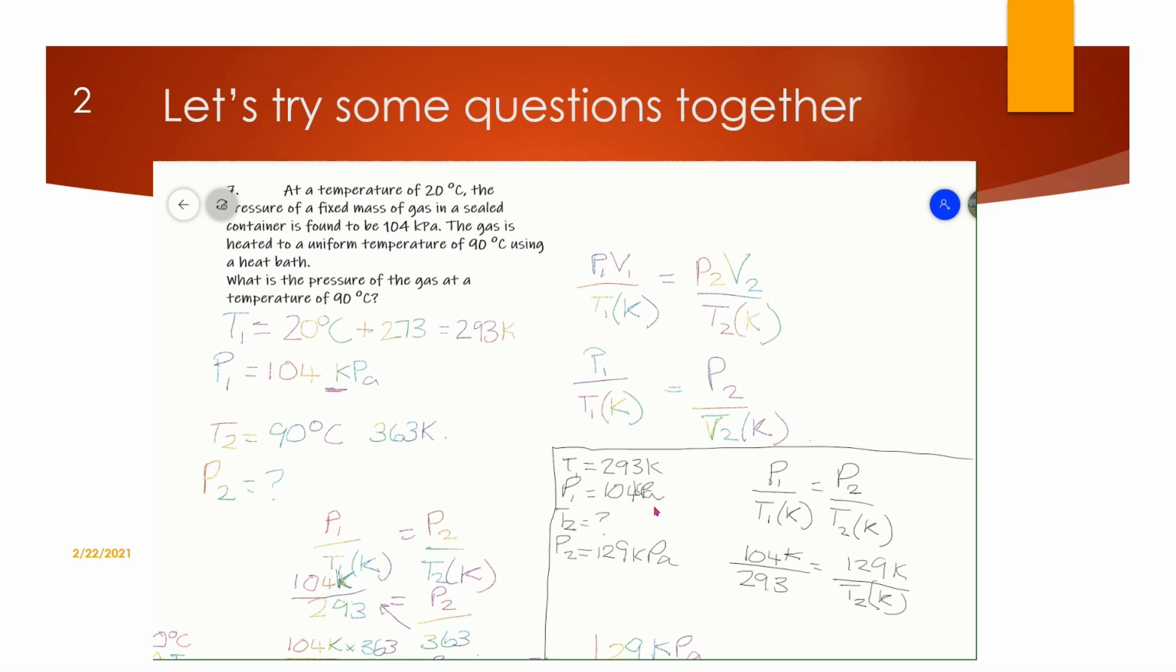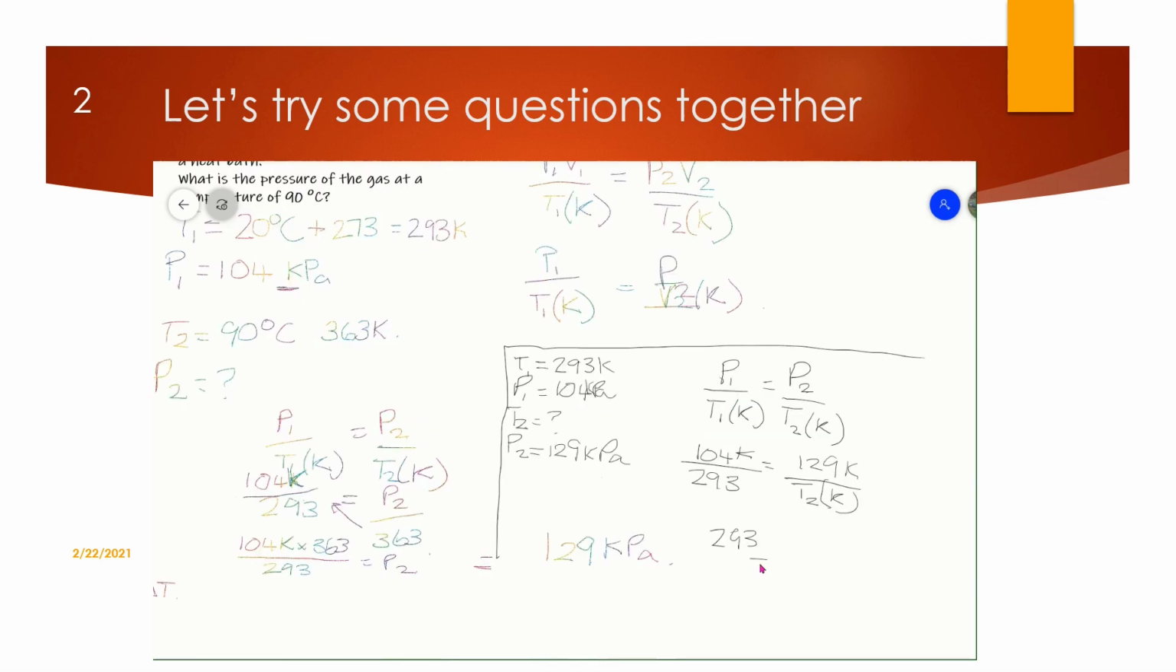And that will give us 293 over 104K is equal to T2K over 129. Okay, and then you can see that that goes up. What I've found is if you try rearranging it, what people do is bring this down and they forget that that is going to be 1 over T2. So if what you want is on the bottom, please flip both sides upside down. It works. I'll show you that in a minute.